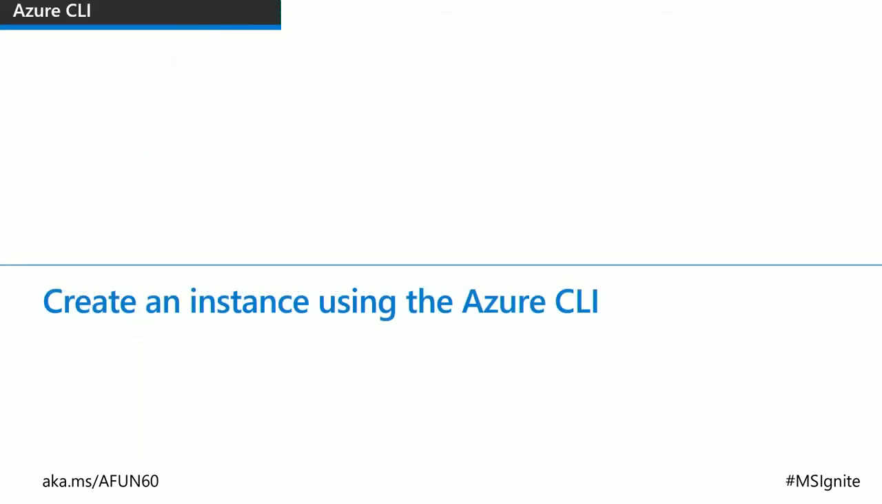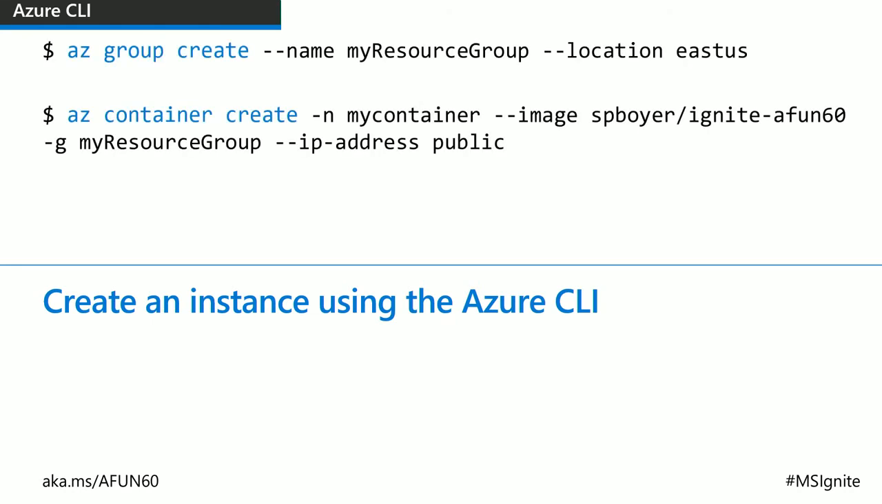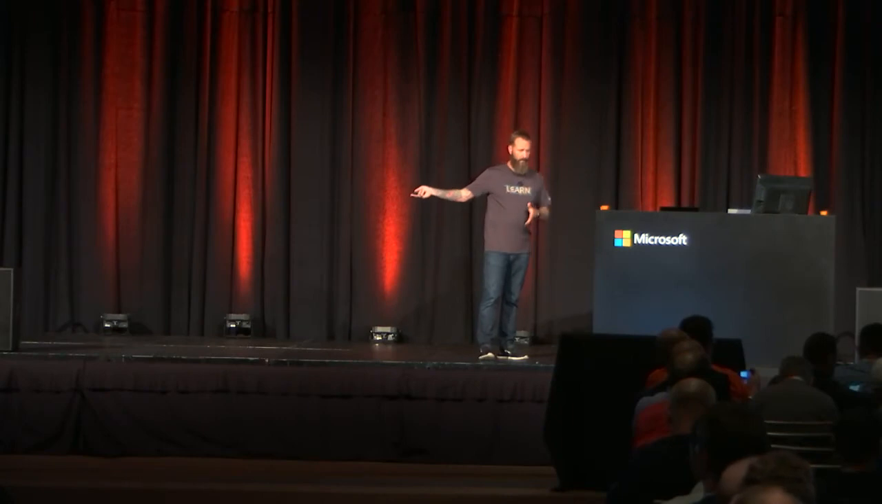I may have fibbed a little bit. I said it was just one line. It's two. We actually have to create a resource group. So this first line is create my resource group. I'm going to create it in East US here, and then I'm going to create my container here. So again, I've created my image, Ignite AFUN60.